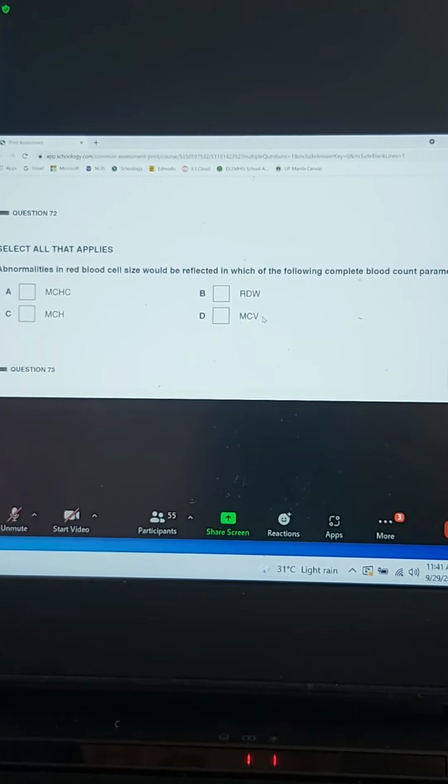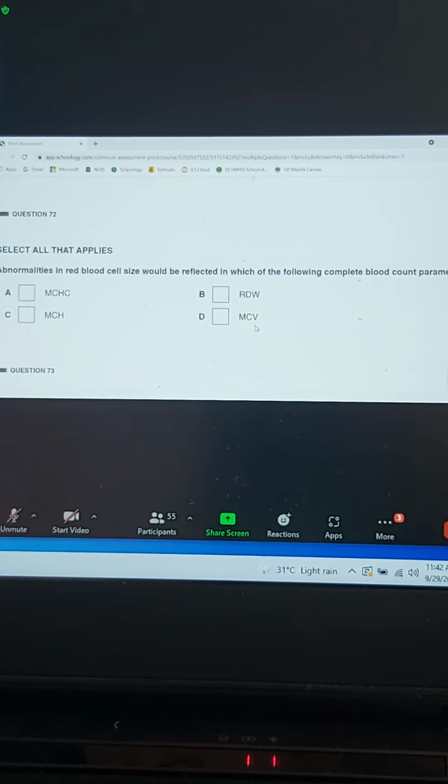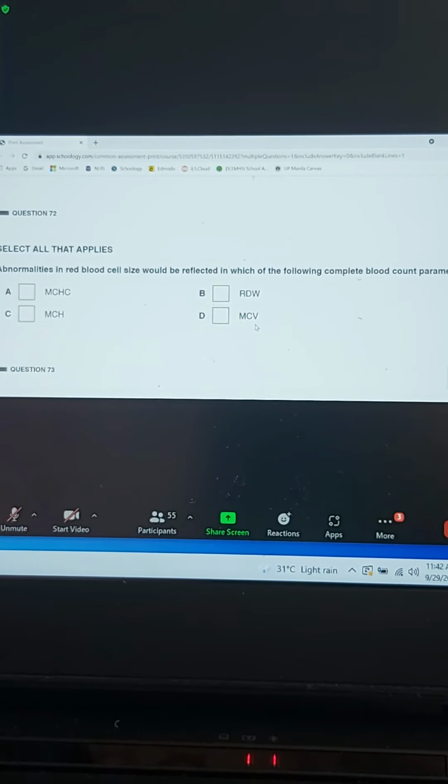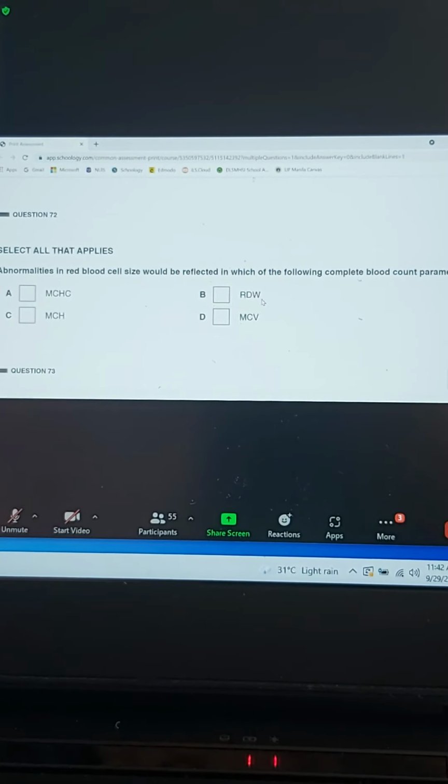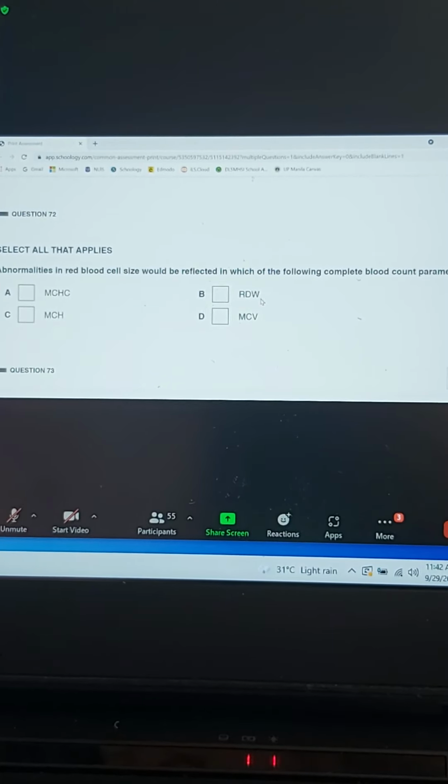Sa MCV, dito natin malalaman yung average na size ng individual red blood cells. Okay. Kumbaga, si letter D, yung dog, si MCV. So, this is individual RBC size. Si letter B, si RDW, yung buong population ng red blood cells yung tinitigan natin.